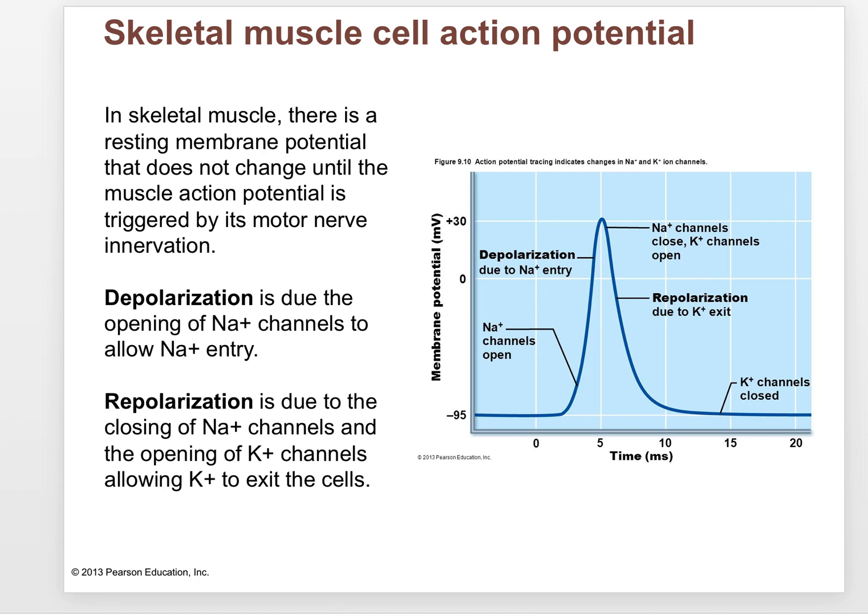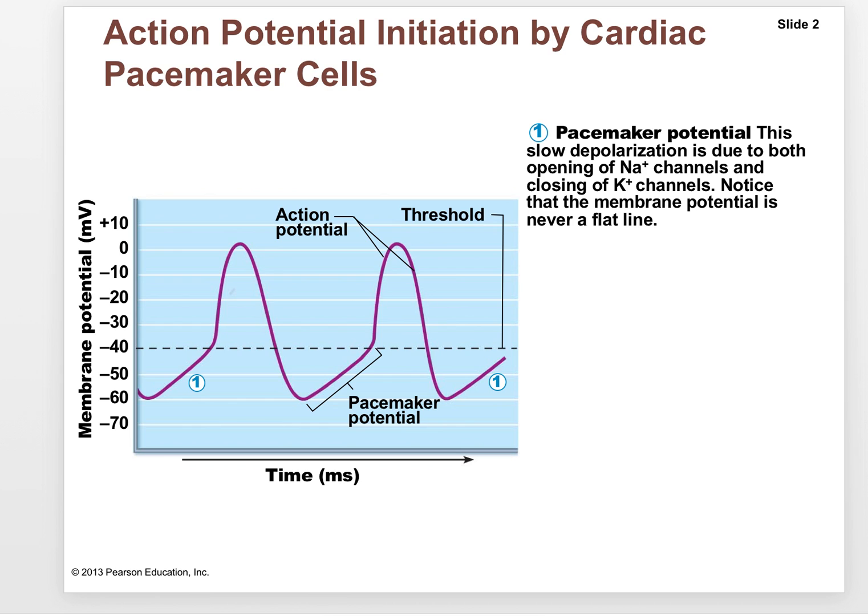Let's compare that to the pacemaker cardiac cells. Here's an example of a pacemaker cardiac cell. The first thing you notice is that instead of having a resting membrane potential, there's a slope. There's not a resting membrane potential. There's not a stable voltage. It's constantly migrating towards a more positive voltage. This is the pacemaker potential. There's a slow depolarization due to both the opening of sodium channels and the closing of potassium channels.